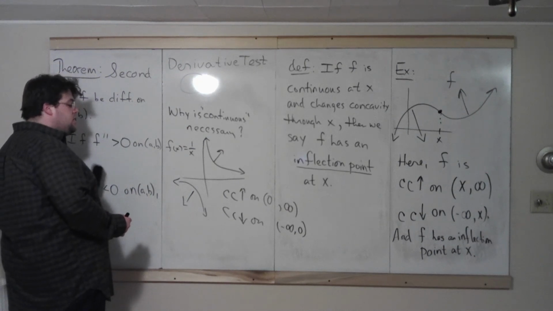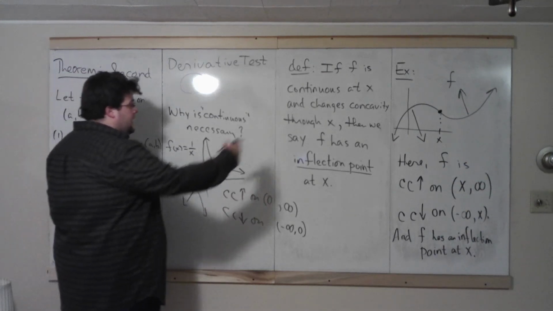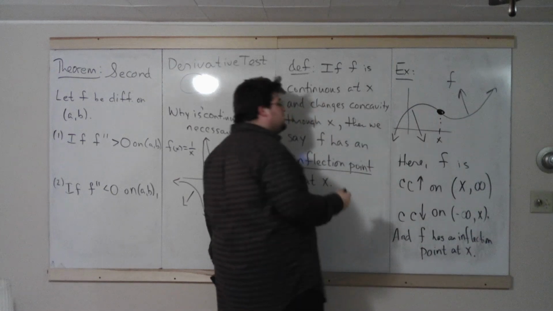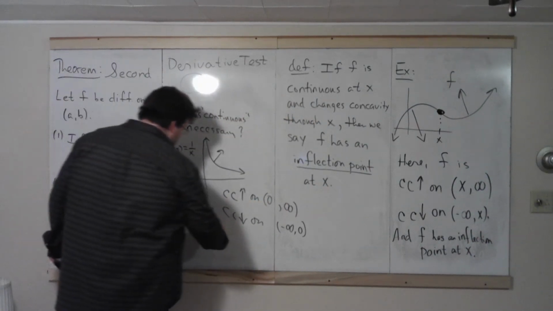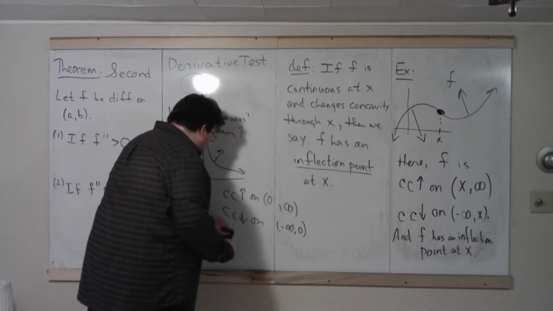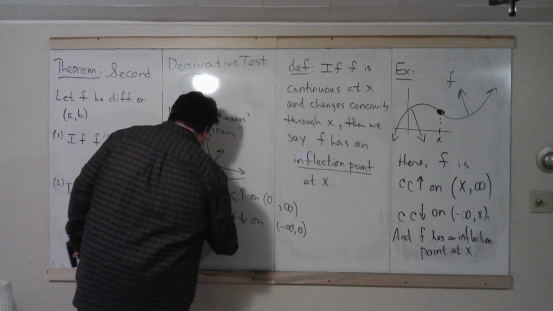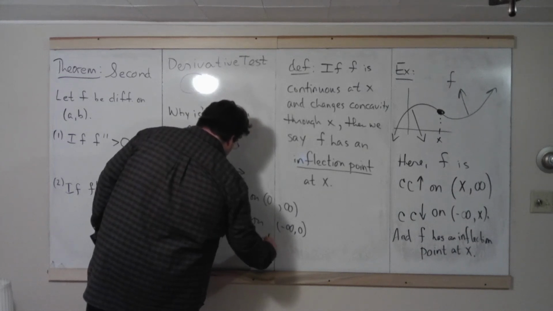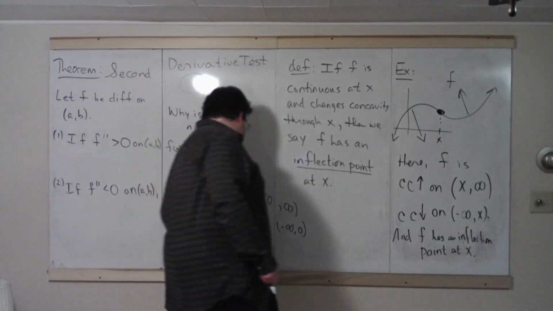So the concavity is changing through 0, but it wouldn't make sense to say there's an inflection point because, here's a point. It makes sense to describe that. Here, there's no point occurring where the concavity changes. So I'll just say no inflection point. I'm not really writing a sentence for this example. So no inflection point.